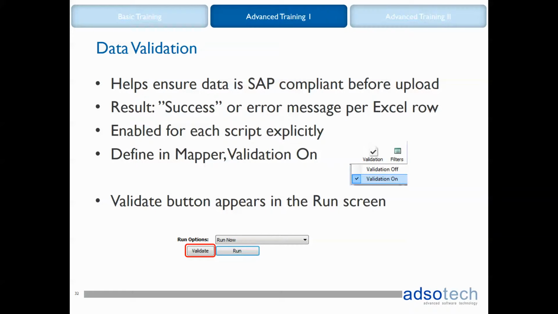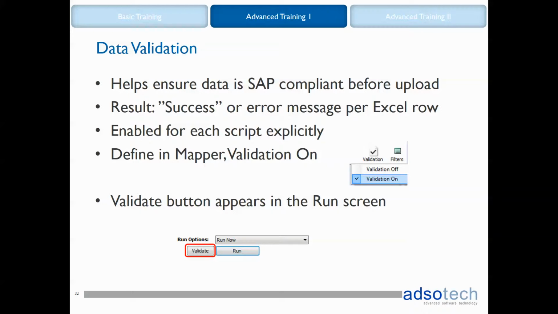So in the mapper, where you can find the filters button, you can also find the validation button. Simply click on that button and you have the option of validation off or validation on. Whenever you have that option on, so you choose validation on, you will see a difference in the run window. Right next to your run button, you will see a separate button that says validate.